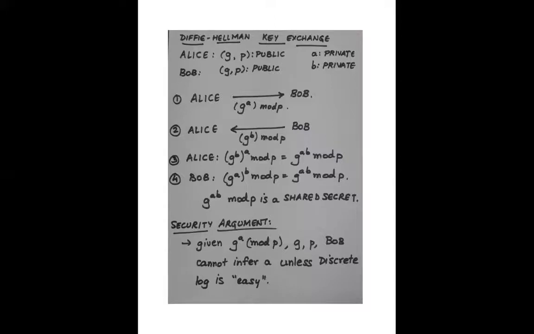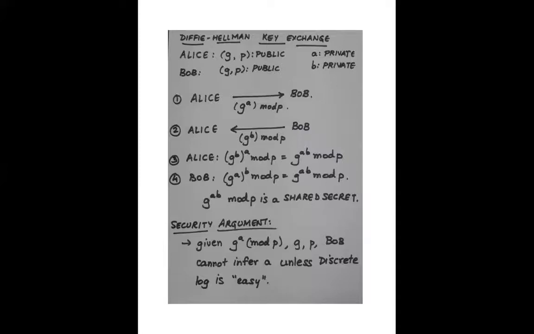The only way to get G power AB mod P is if the adversary can observe this and figure out the value of A, which they can't because discrete log is not an easy problem. So given G power A mod P, G and P, can the adversary identify what A should have been? The answer is they can't, because discrete log is a hard problem to solve. Same thing for G power B mod P. So that's the basis of the security of the Diffie-Hellman Key Exchange.